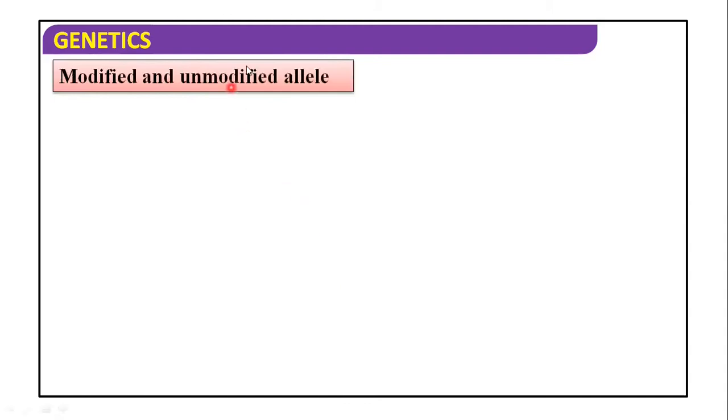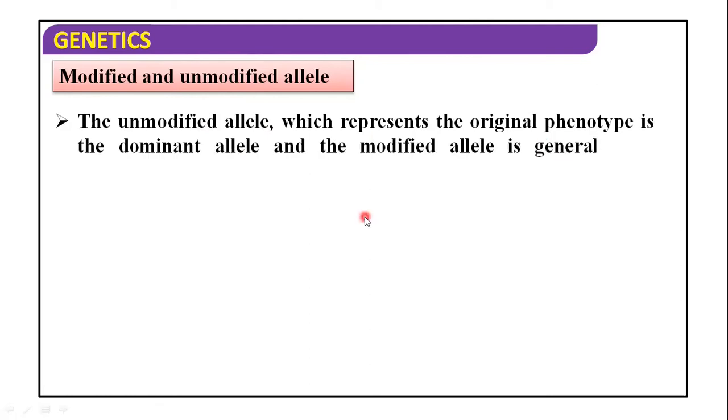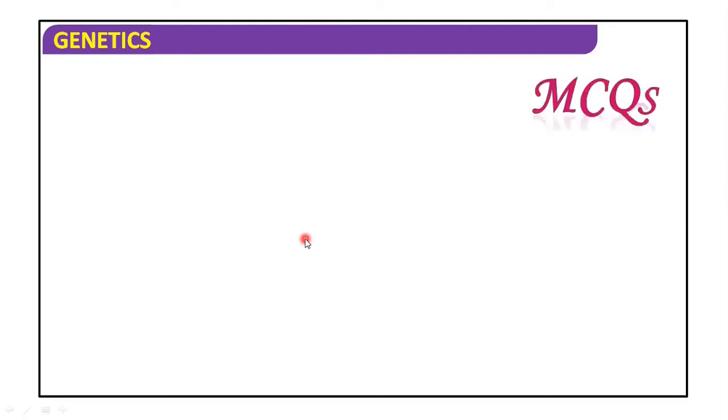Now, what do modified and unmodified alleles mean? The unmodified allele, which represents the original phenotype, is the dominant allele, and the modified allele is generally the recessive allele. So that is the difference between the modified and unmodified alleles.